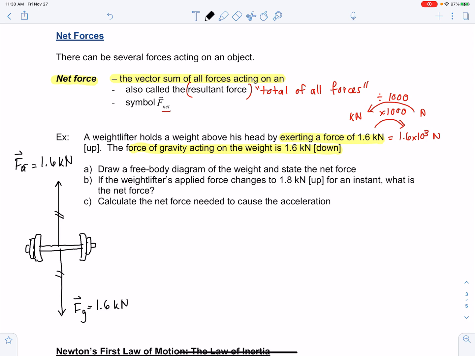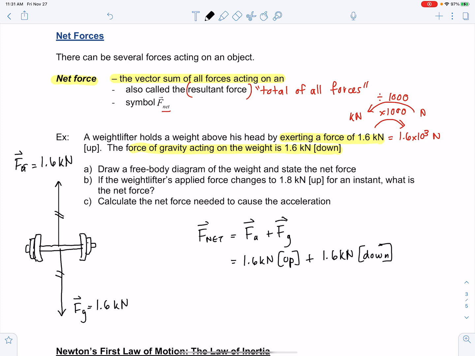If we want to find the net force acting on these objects, the net force is equal to the sum or the total. It's going to be equal to the force applied by the weightlifter plus the force of gravity acting down on the weight. So we can put in these values. That's 1.6 kilonewtons up plus the force of gravity is 1.6 kilonewtons down.